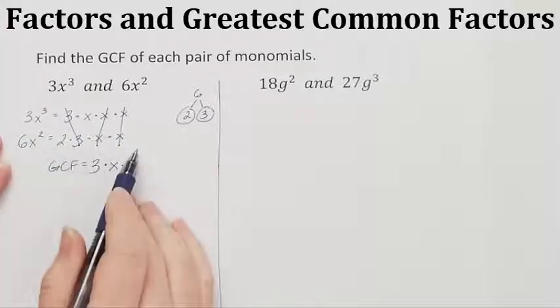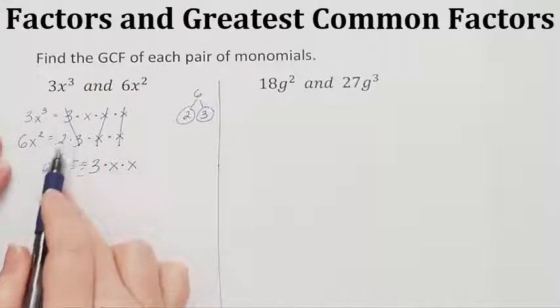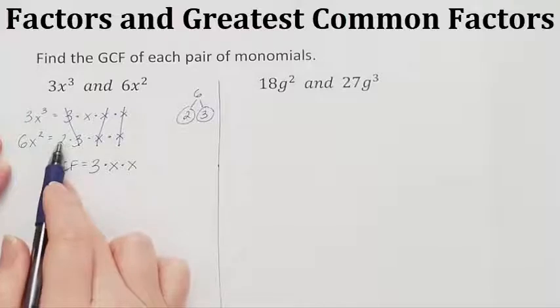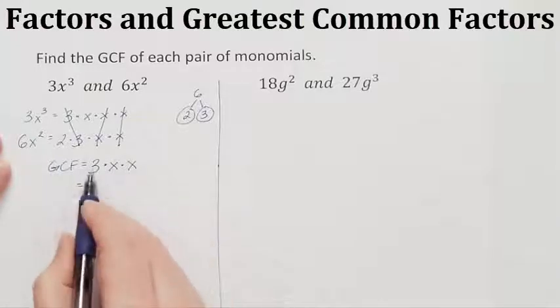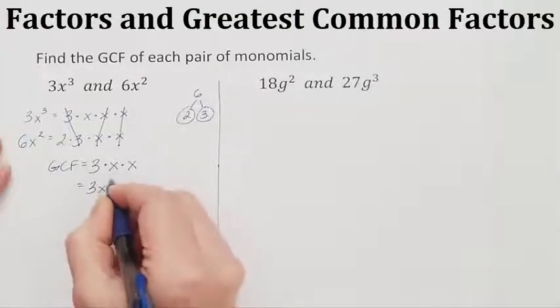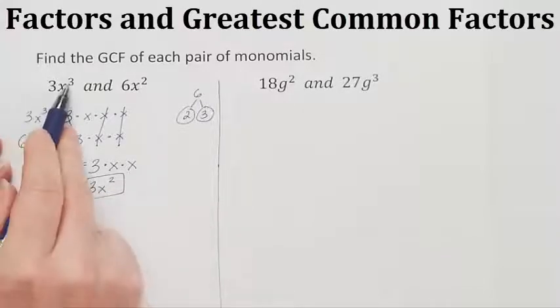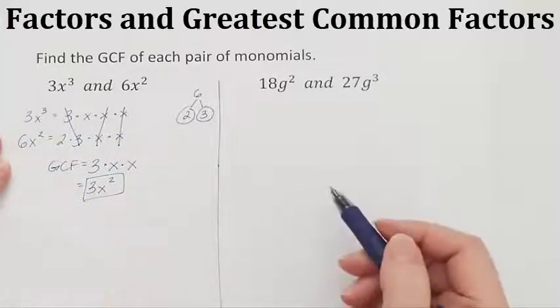I see no other numbers or letters in common. Up here, I've only got one x left. There's no other x down here. Down here, I see a 2 left. There are no other 2's. So I've pulled out all the things that are in common. So what was my GCF? Multiply all the numbers. It was just 3. X times x is x squared. So I know that the GCF between 3x to the third and 6x squared is 3x to the second power. That is my GCF. Let's do it again.